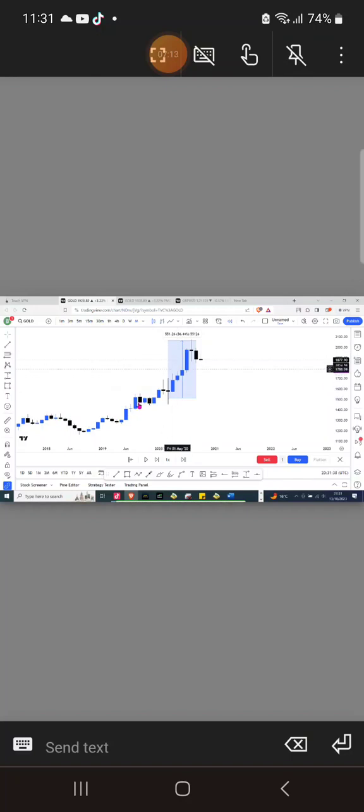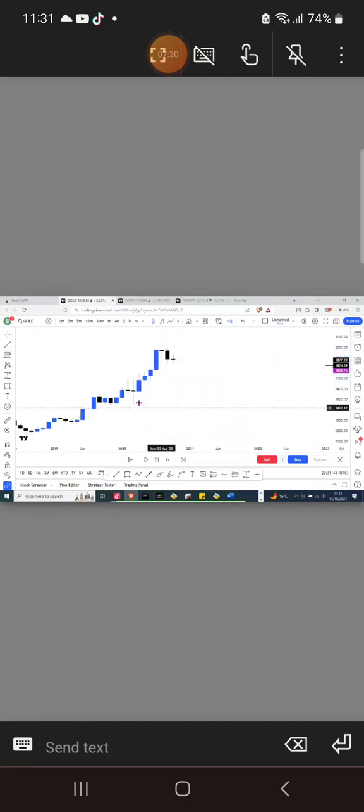Okay, now as you can see, it formed a resistance right here. Why resistance? For several months price did not pass that level. It was just piercing through, but not closing. We are looking at the candle closure. So the first month, second month, third month, fourth month, so that's established as well.